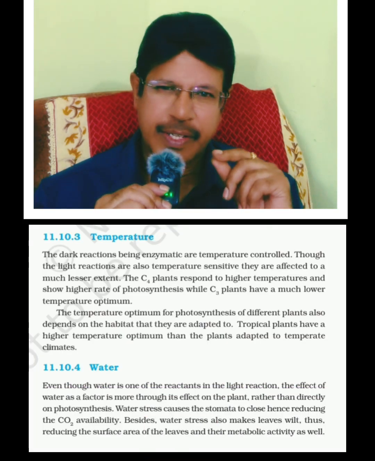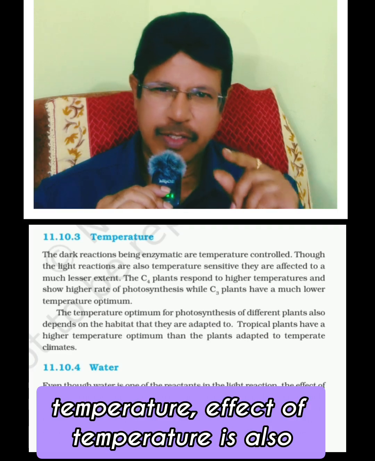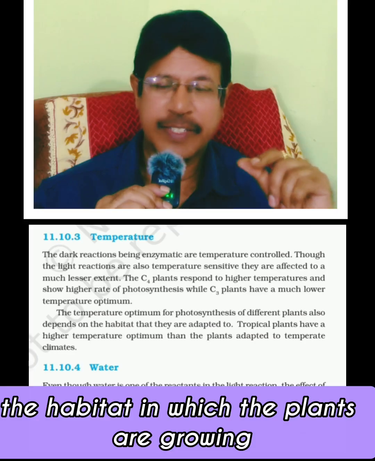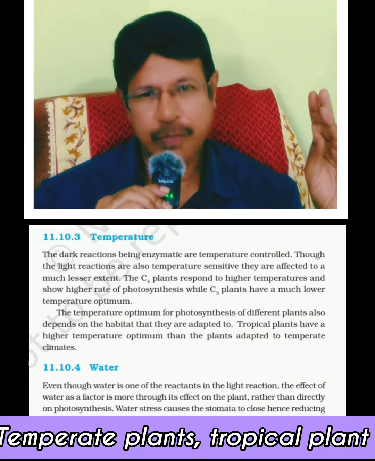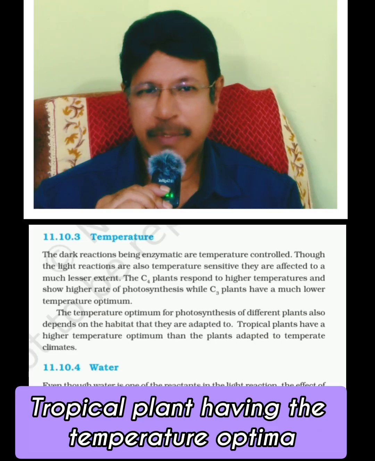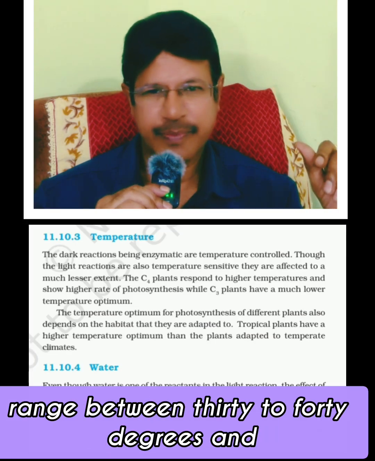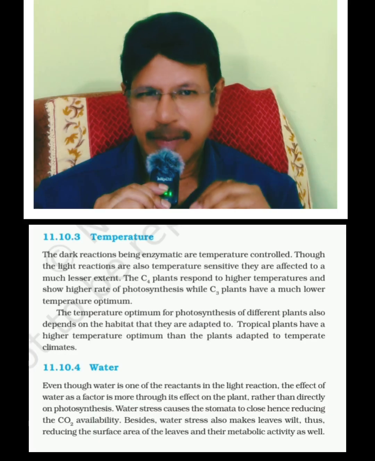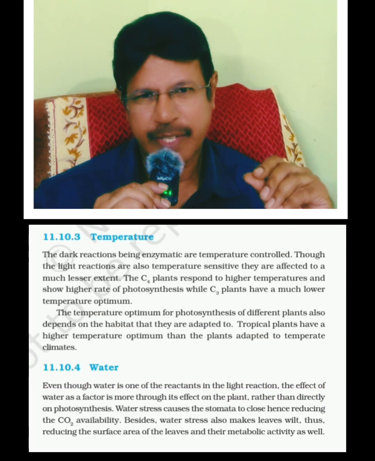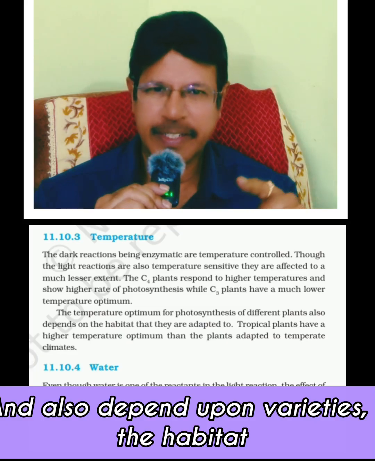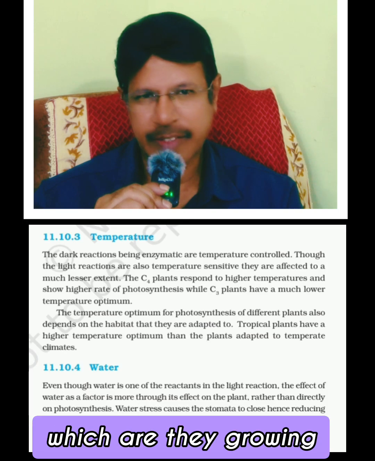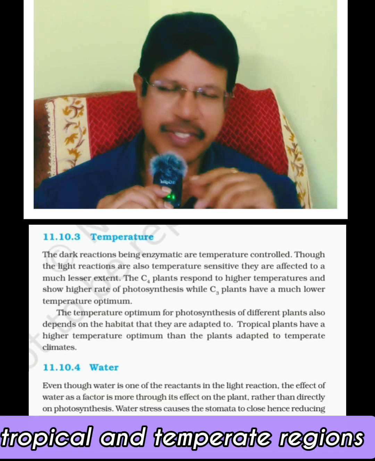And the effect of temperature also depends upon the habitat in which the plants are growing. Temperate plants, tropical plants. Tropical plants have a temperature optimum range between 30 to 40 degrees, and temperate plants have 20 to 25 degrees centigrade. It also depends upon the habitat in which they are growing, tropical and temperate regions.